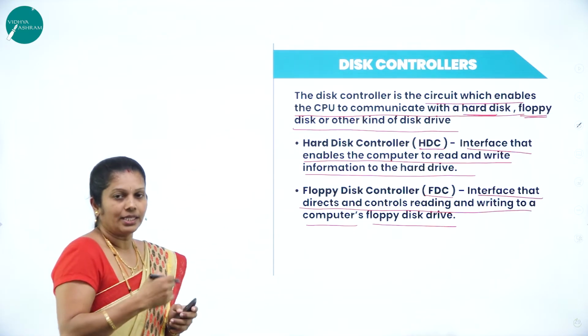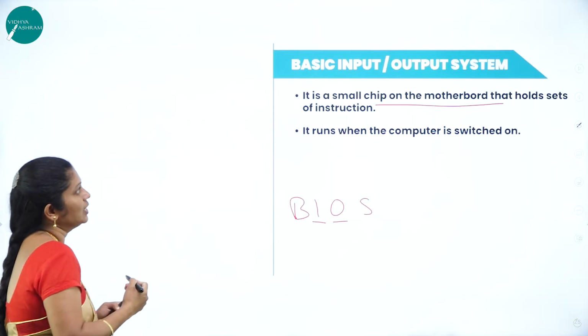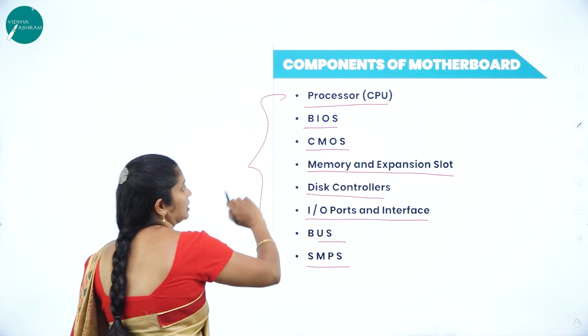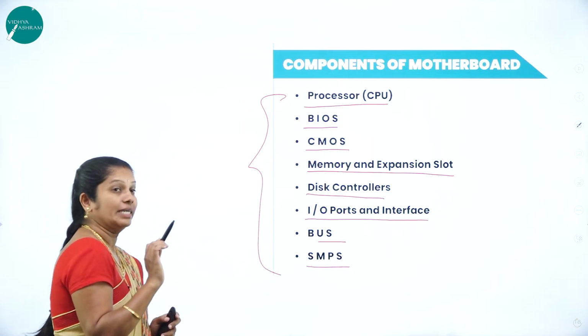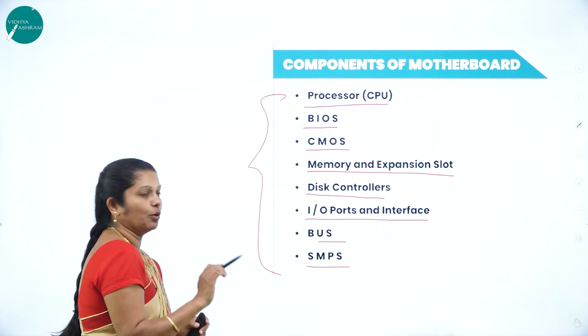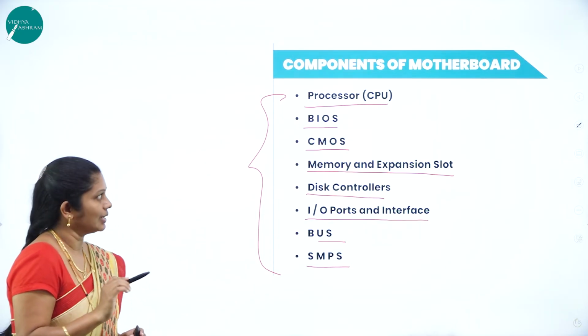Now, is it clear? Next, one by one, all the things we explained in this class, once again I am going to recall. When we come to components, there we have processor, BIOS, complementary metal oxide semiconductor, memory, expansion slot, disk controller, input-output ports, interface, bus as well as SMPS, that is switch mode power supply.